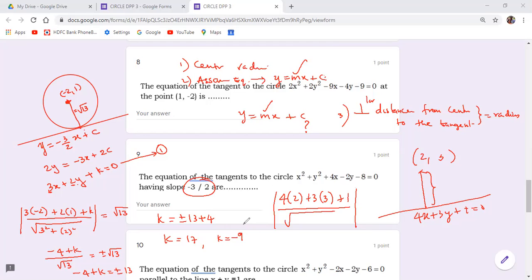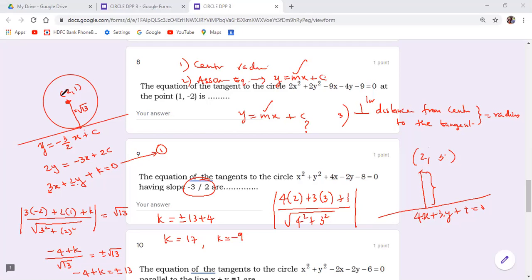What is a square plus b square? Is it 2 square plus 3 square? Yes, sir. No, it is 4 square plus 3 square. Oh, okay, sir. A and B are the coefficients of x and y and not the point. Okay, have you now understood that?